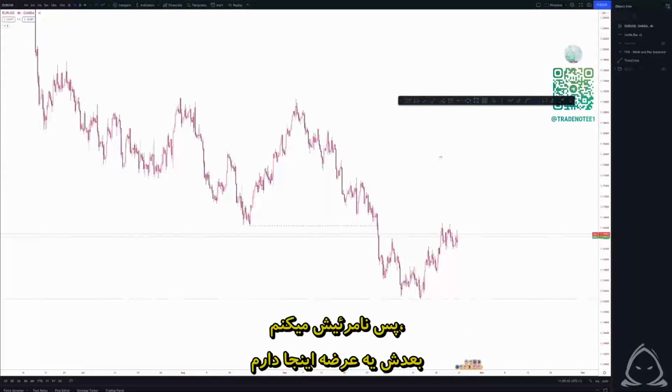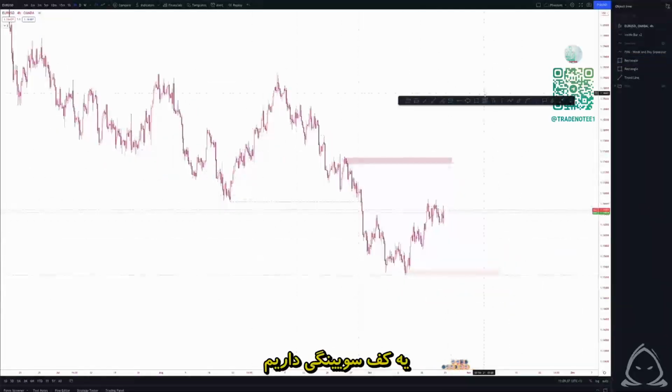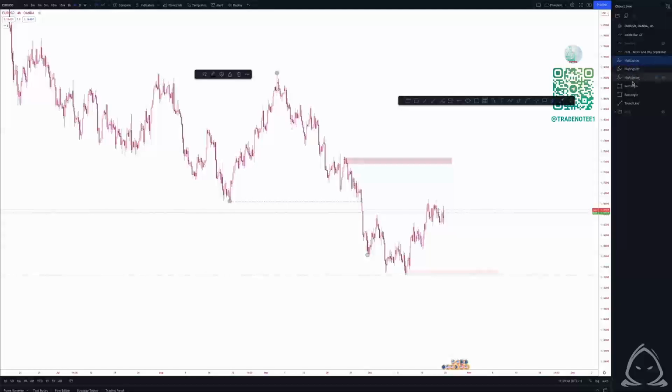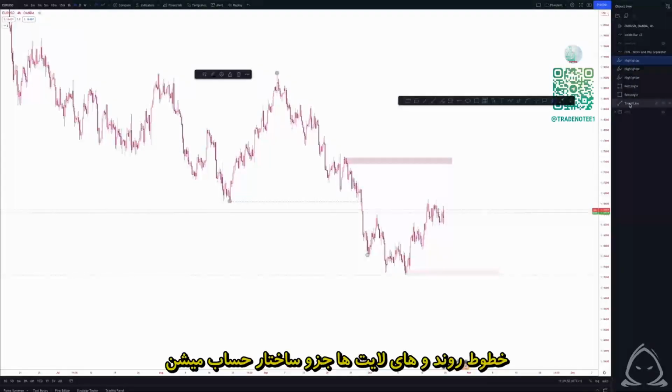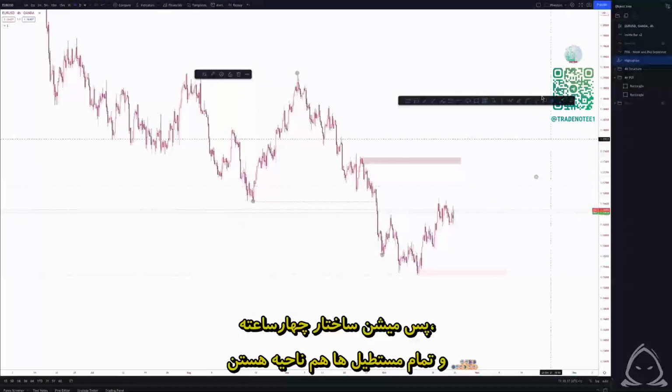Then I have a supply here. This is a demand. And then we have swing low, imagine. What I do is trend lines and highlighters are the structure. So I select 4 hour structure. And then all the rectangles are zones. Done. As simple as this.